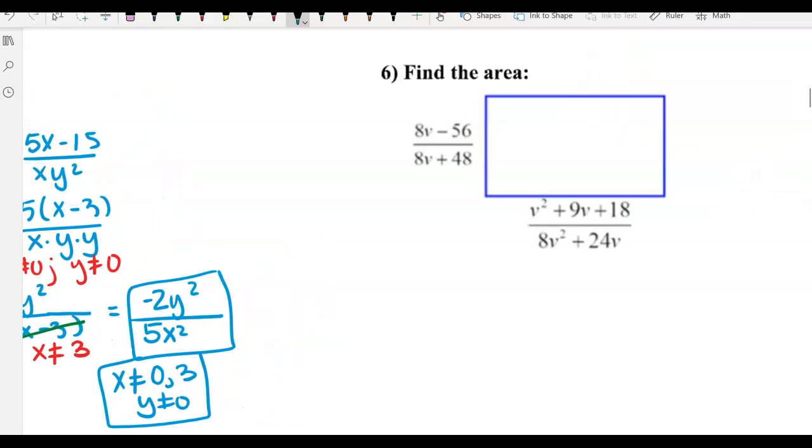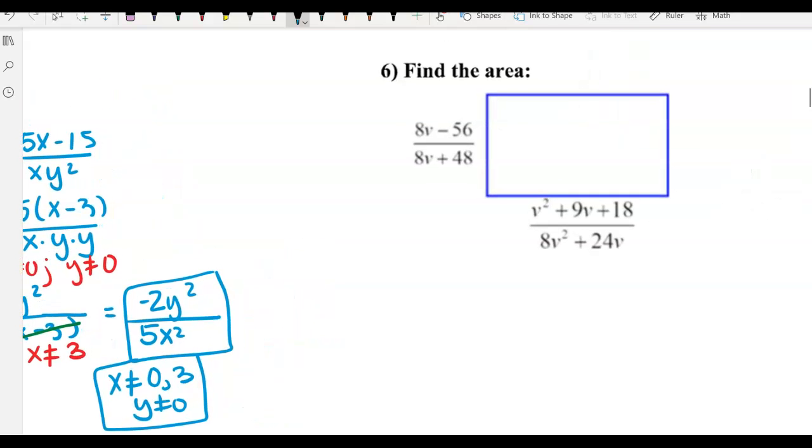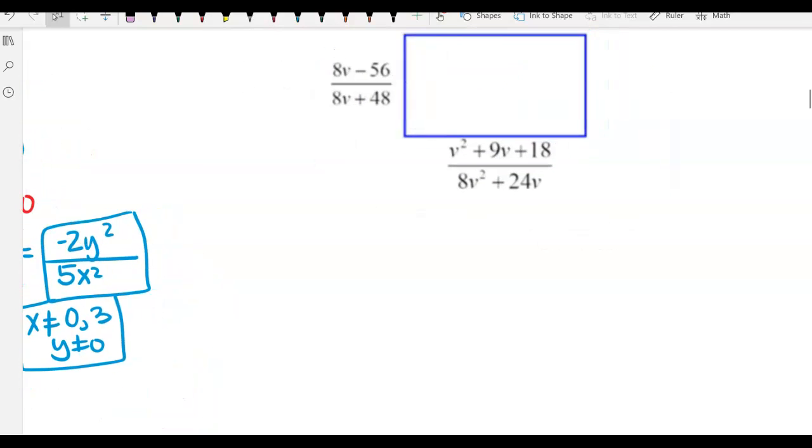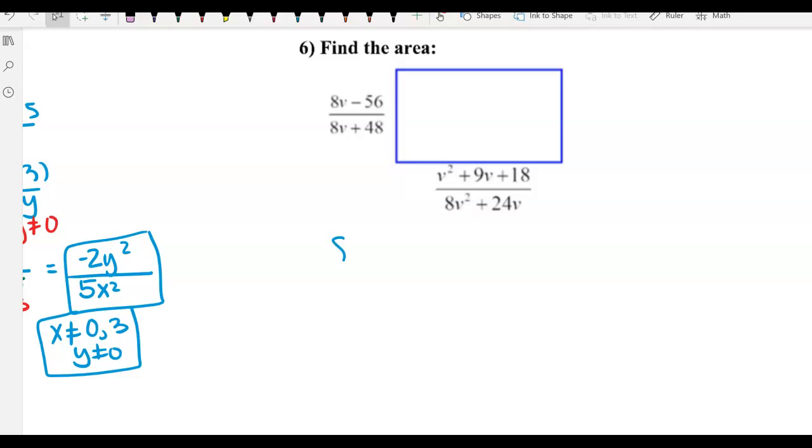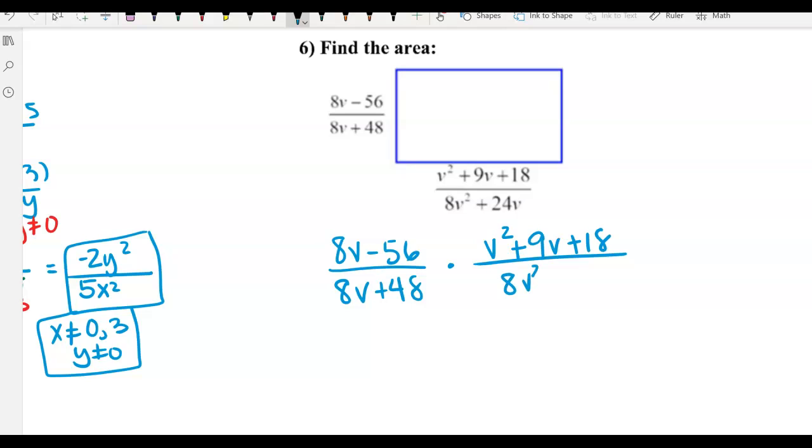Last one, y'all. We have an area problem. How do we find an area of a rectangle? Length times width. So we multiply. All right. Our length is 8v minus 56 all over 8v plus 48 times the other side. V squared plus 9v plus 18 all over 8v squared plus 24.